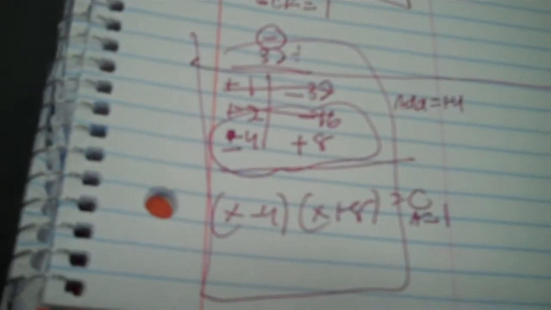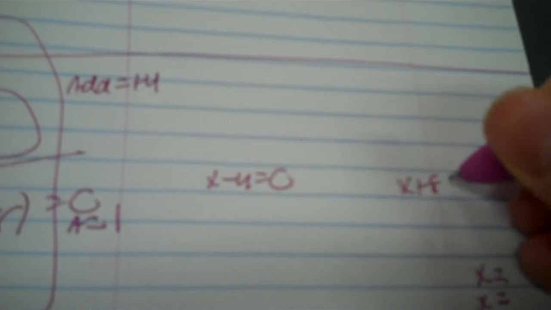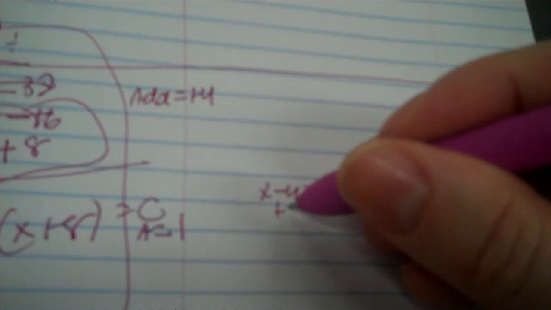Okay, what's your A? Your A is a 1. If it's a 1, you can just forget about the 1 and just make 2 parentheses. So x minus 4 times x plus 8. So x minus 4 could equal 0, x plus 8 could equal 0. So I add 4 and I get 4. I minus 8 and I get negative 8. I don't need to divide on these. Okay, 4 and negative 8 are the answers.